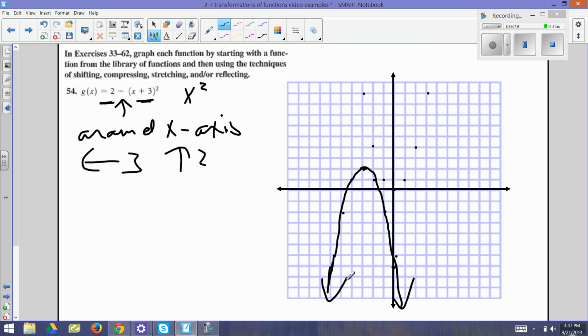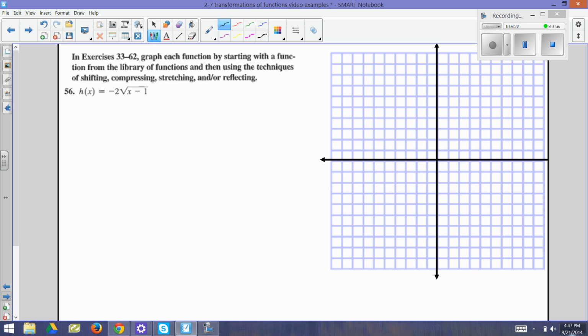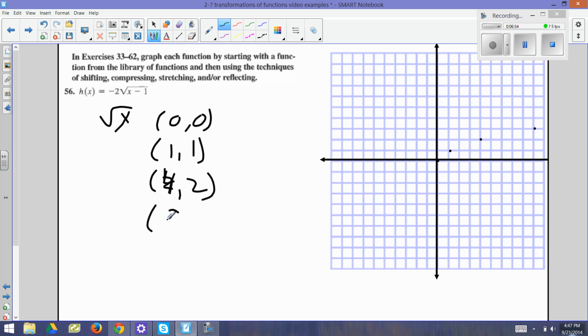Next one. So remember the square root of x. 0, 0, there's a point. At 1, 1, there's a point. At 4, 2, there's a point. At 9, 3, there's a point. So that's about what the graph looks like if I connected it. Okay? So let me write some of these points. That might help you. 0, 0, 1, 1, 4, 2, 9, 3. So there are some points there.